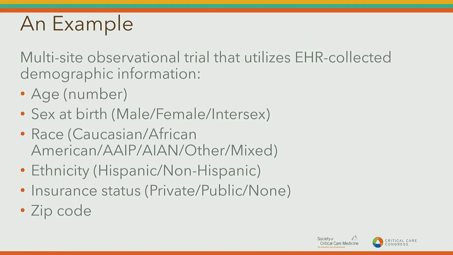Next. So I want to give an example. This is from our SARI PrEP, which is a discovery project funded by the CDC Foundation. So it's a multi-site observational trial that utilizes EHR-collected demographic data. EHR data is great. The demographic data is suspect, right? So we have age, sex at birth, race, ethnicity, insurance status, and zip code. So can we answer this question?